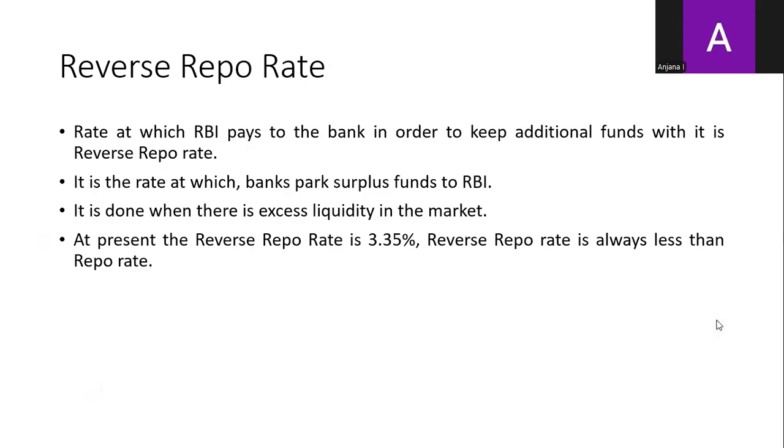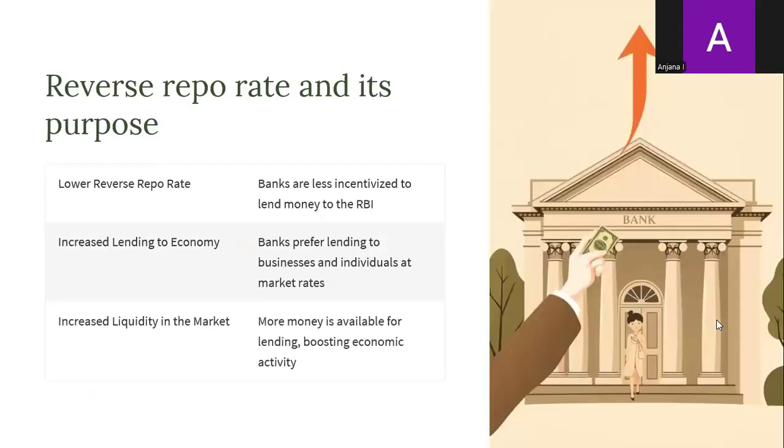Reverse repo rate. This is the rate at which RBI pays the bank in order to keep additional funds, which is the reverse repo rate. It is the rate at which banks park surplus funds with RBI. It is done when there is excess liquidity in the market. At present, the reverse repo rate is 3.35%. Reverse repo rate is always less than the repo rate.